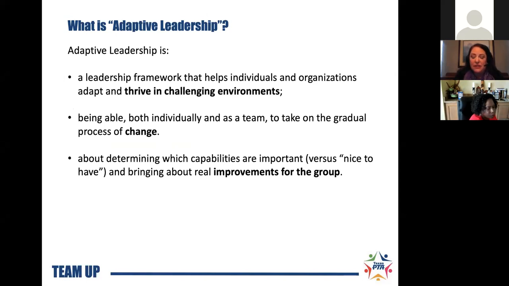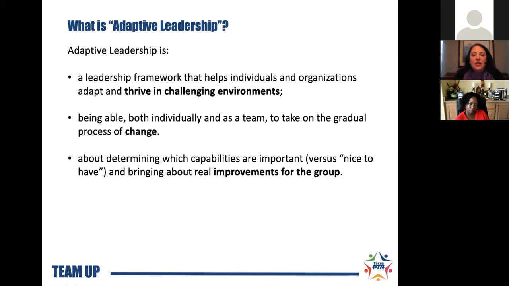Adaptive leadership is first a leadership framework that helps individuals and organizations adapt and thrive in challenging environments. Second, it describes the leadership ability of being able, both as an individual and as a team, to take on the gradual process of change. And third, it's all about determining which leadership capabilities are actually important versus the ones that are just kind of nice to have, while bringing about real improvements for the group.